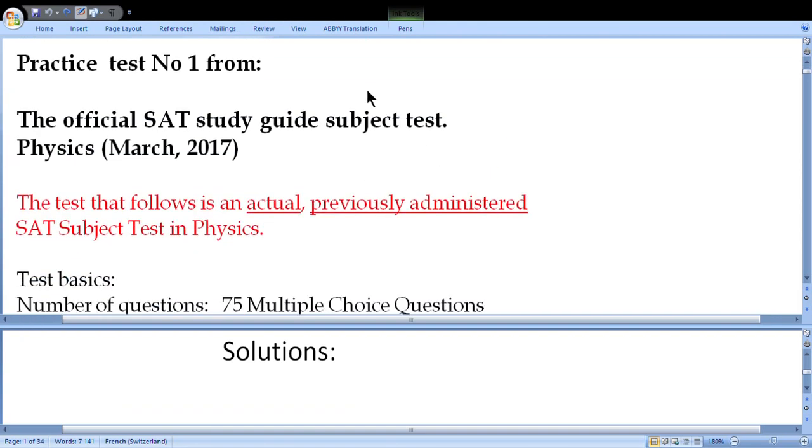Today we will discuss practice test number 1 from the official SAT study guide, Subject Test Physics of March 2017. The test that follows is an actual previously administered SAT Subject Test in physics.